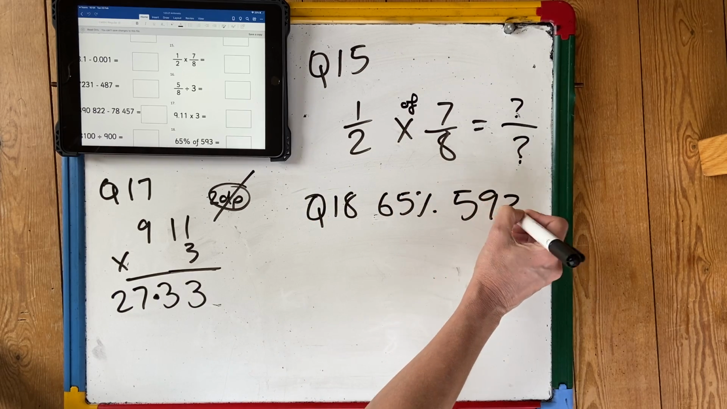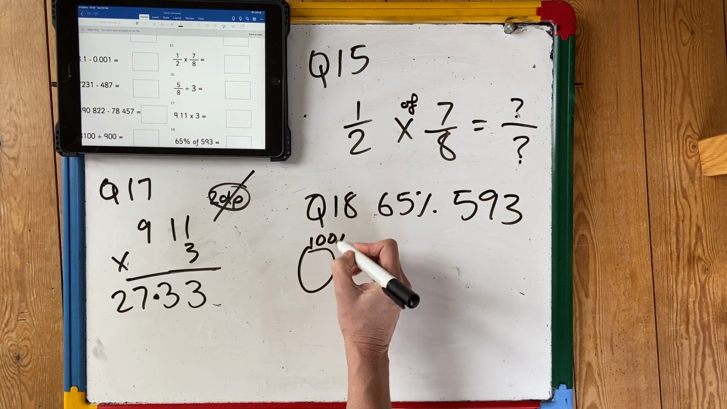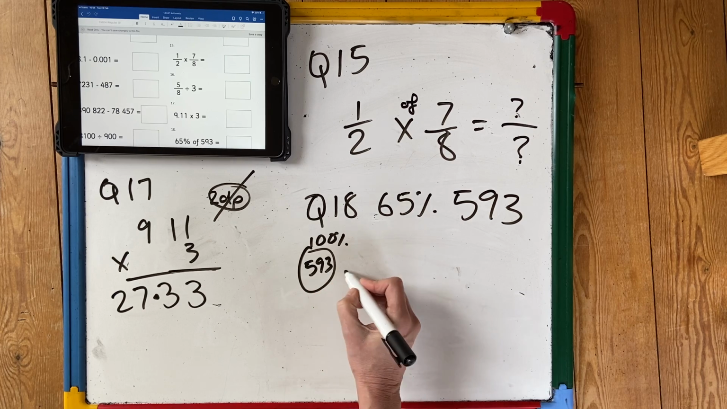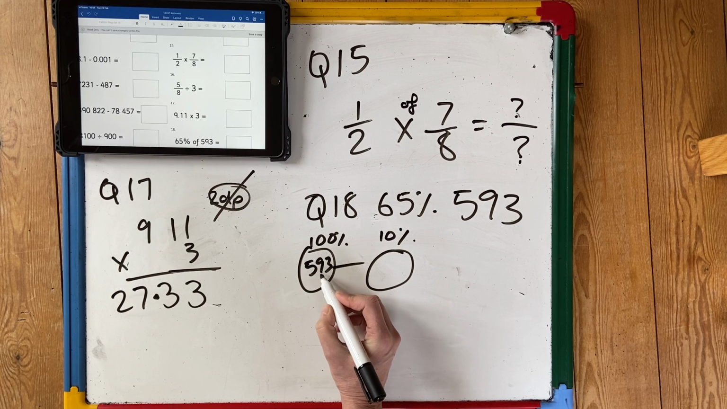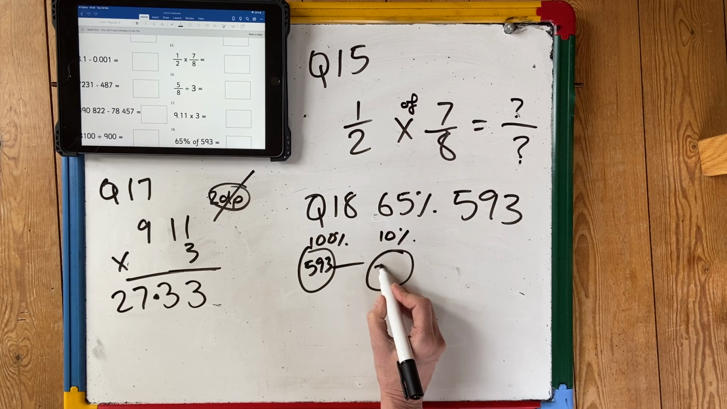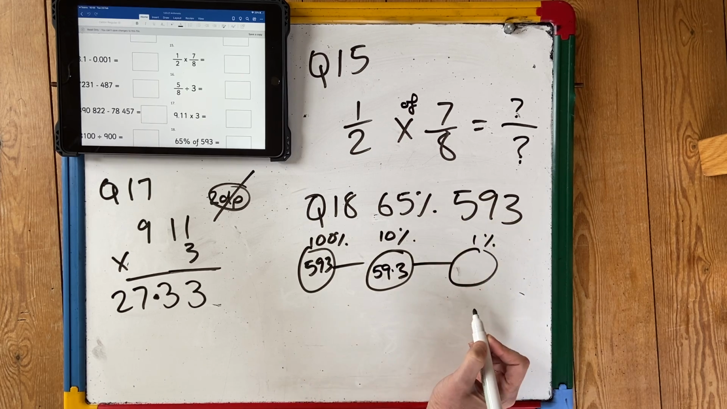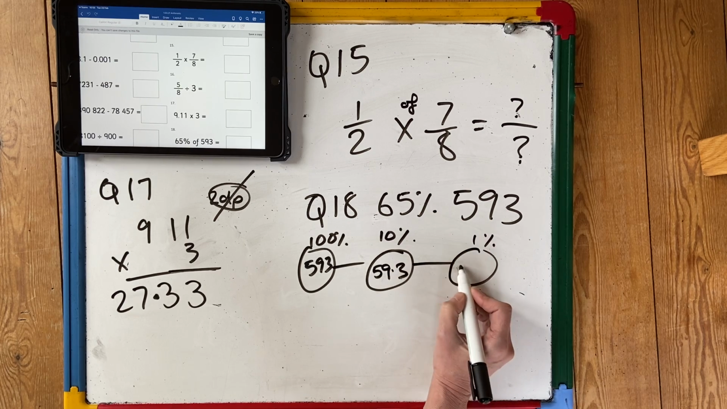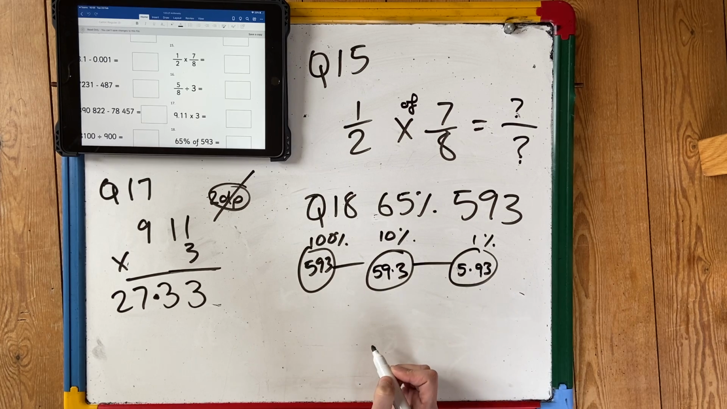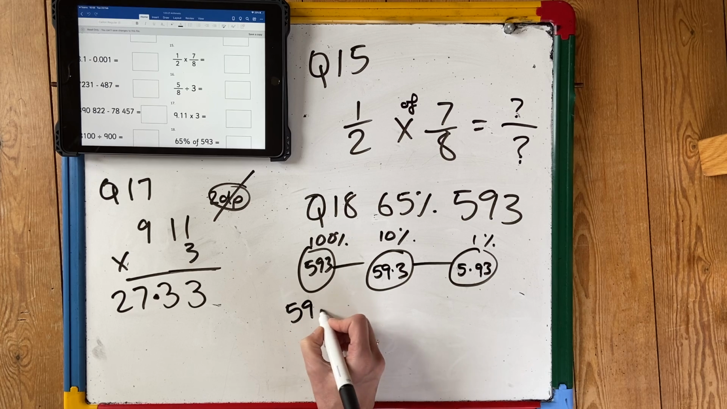65% of 593. So 100% is 593. What is 10%? So making this number 10 times smaller, so dividing it by 10, move the decimal point in 1 place, so 59.3. Make it 10 times smaller again to find out 1%. So make it 10 times smaller again, or dividing it by 10 again, 5.93. So 65%. We know that 10% is 59.3.